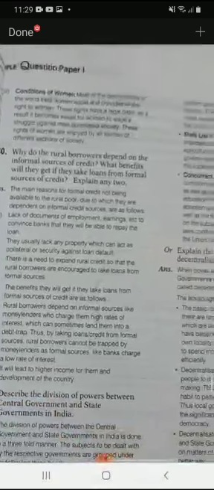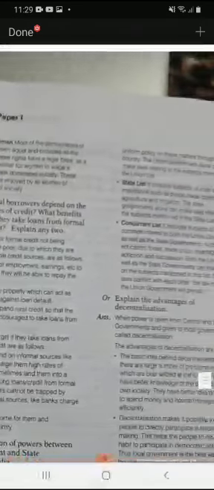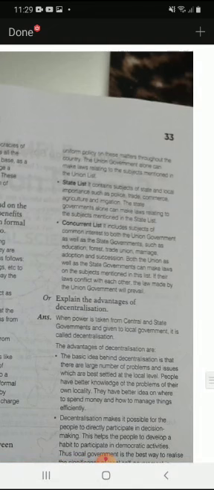Read the things carefully in this sample question paper. Explain the advantages of decentralization. This question is very, very important.